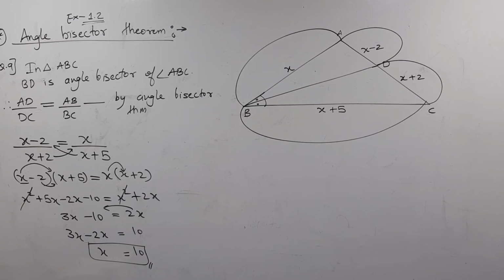Now we'll take x on one side and pure numbers on the other side. So 5x minus 2x, 3x. Now we'll bring plus 2x to this side. Plus 2x will give me minus 2x. And we will send this minus 10 to that side. Minus will give me plus. So 3x minus 2x, how much? 1x is equal to 10. Clear, students?